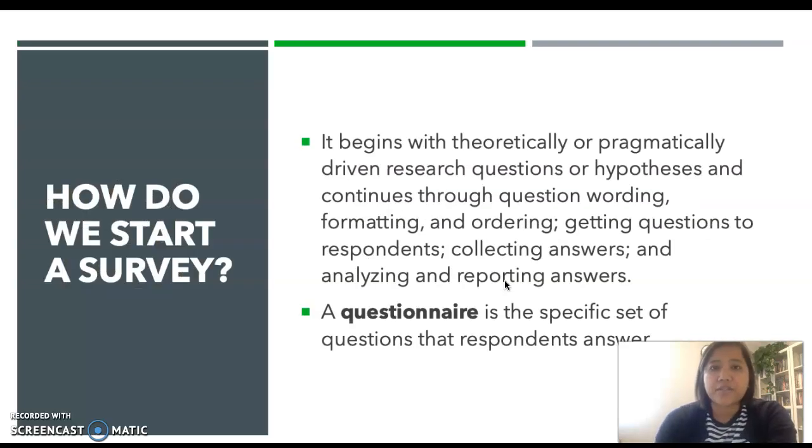And how do we start a survey? Well, it begins with theoretically or pragmatically driven research questions or hypotheses, and continues through question wording, formatting, and ordering, getting questions to respondents, collecting answers, and analyzing and reporting answers. So, when you want to start a survey, which is the kind of method that I'm going to ask you to do for your second method project, what you need to do is formulate a research question first.